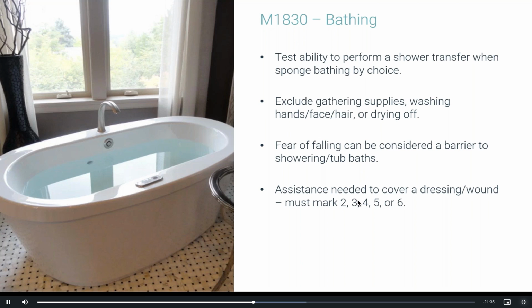And then we do have the Q&A about patients who need help to cover a dressing that might be on them or a wound of some type. If they need that help, then we have to be marking 2, 3, 4, 5, or 6, somewhere down the line. We can't choose response 0 or 1 for those folks.